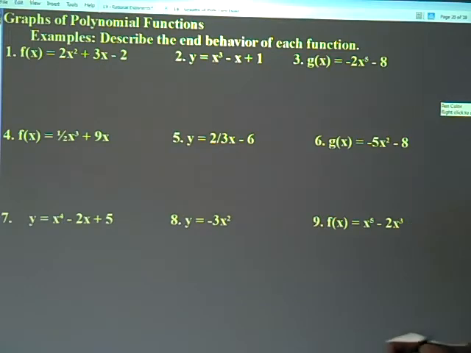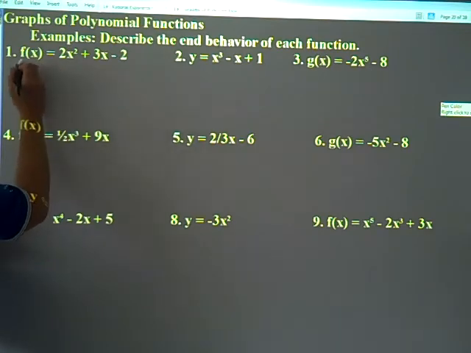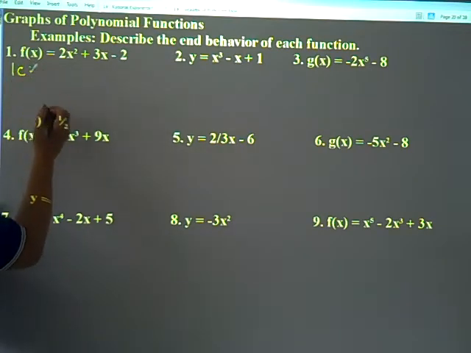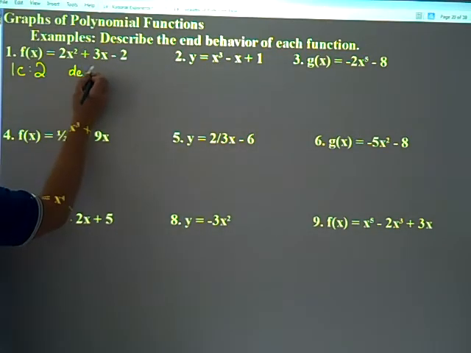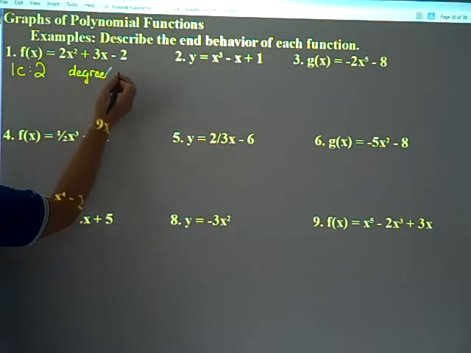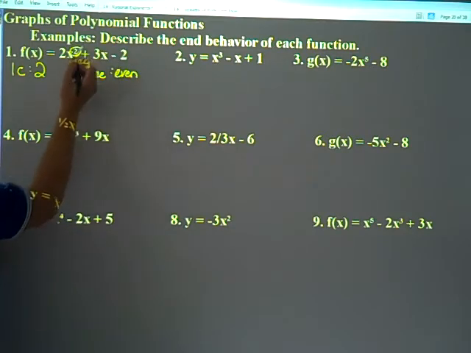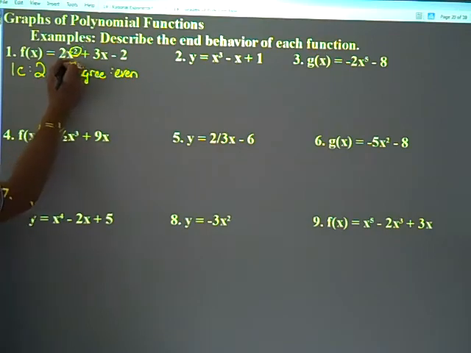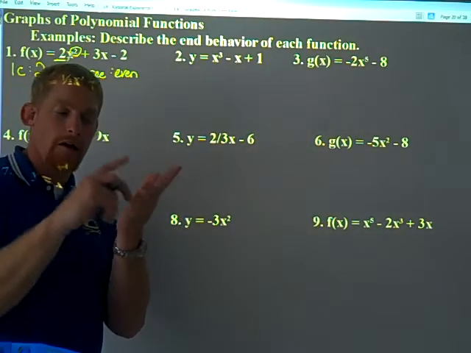In the first one, we look at the leading coefficient. It is 2. And we look at our degree, and it is even, because it is a 2. So these are the two things we're going to look at: the leading coefficient and the degree.